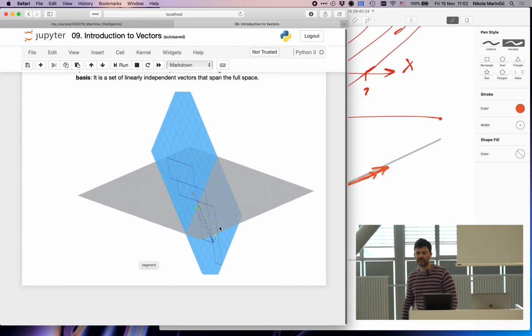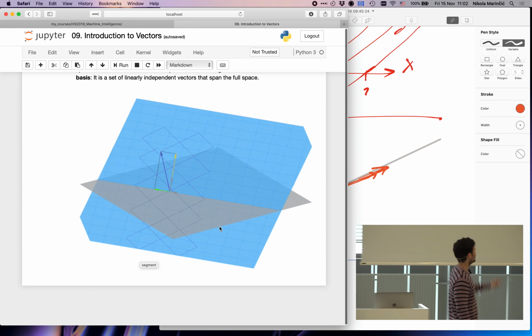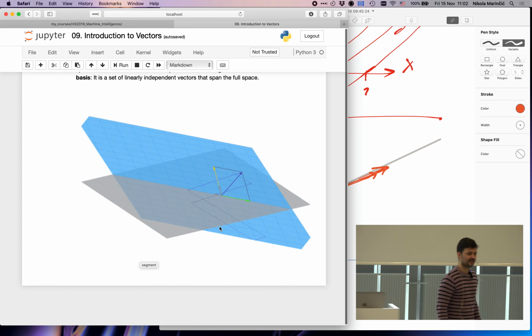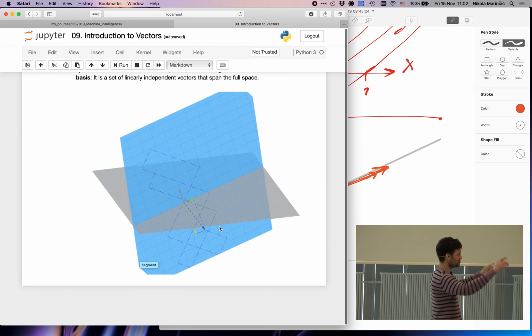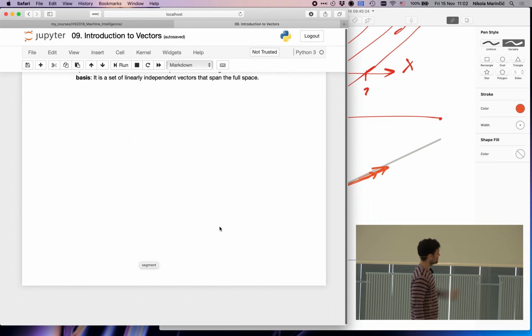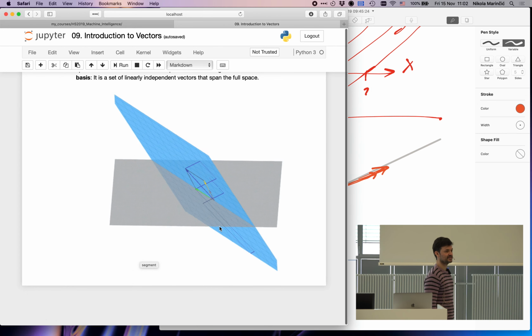And you can see, when this happens, they cannot reach any point in 3D space. They can only reach a plane in 3D space. So their span is less than the full space. If they were linearly independent, they would span the whole space. They would reach any point. But right now, because they're linearly dependent, they reach only a plane in this space.